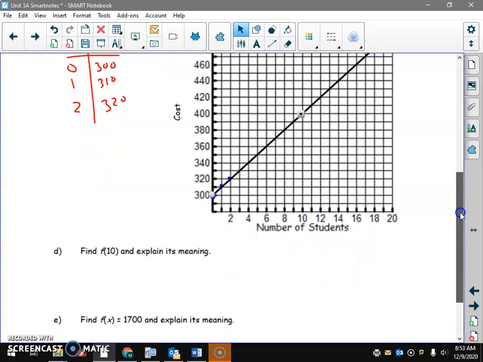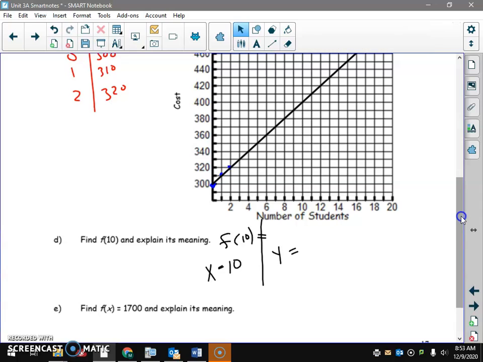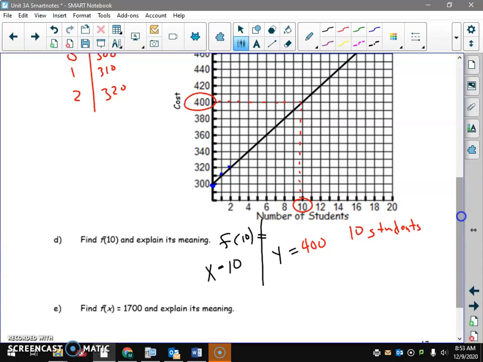Back to math talk. F of 10. We've been doing this for months now. Great wall of algebra. X equals, Y equals. X equals 10. 10 is the X across, up to our graph and over. Looks to me like it'd be 400, and that means 10 students cost $400. And again, Y being money a lot of times.